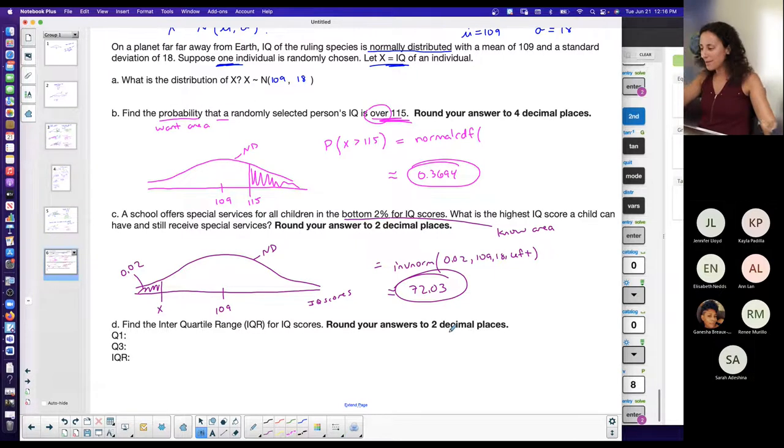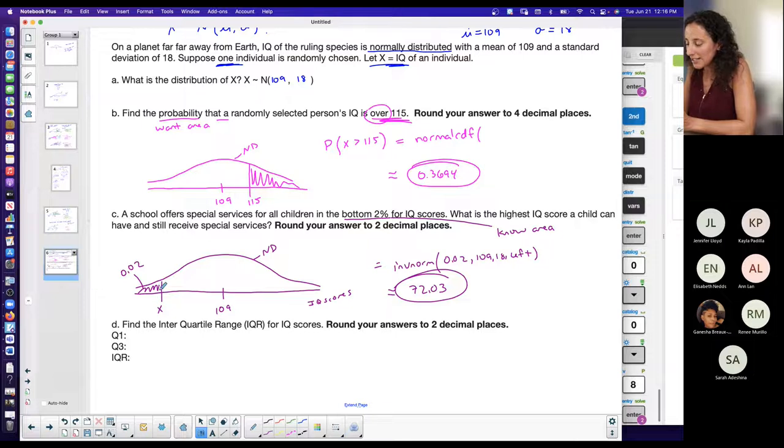This is, I think, what happens sometimes when you read these type of problems, because it says that it's the bottom 2%, and then they ask you for the highest IQ score. So I think just the words may confuse people sometimes, because it says bottom and then it says highest. But if you think about it, this is the bottom 2%. What it's saying is, what is the highest value? What's this thing here that has 2% below it?